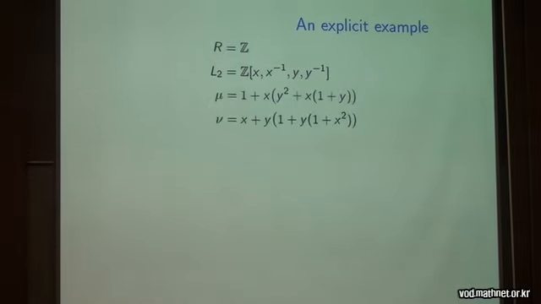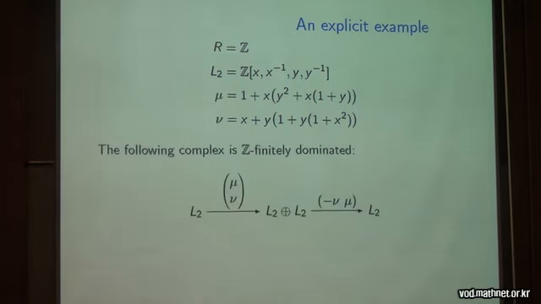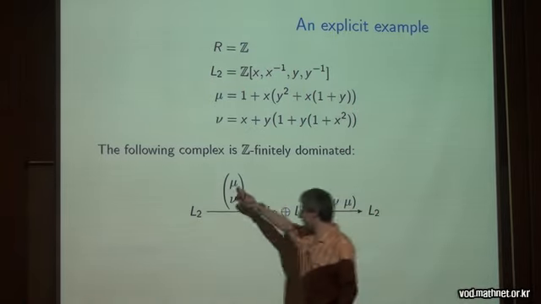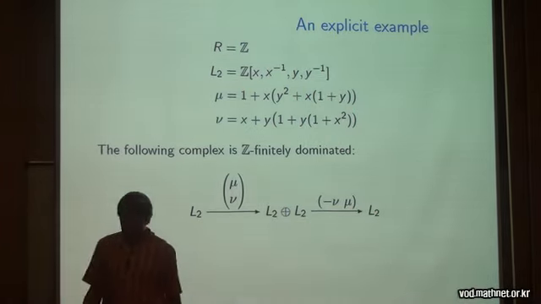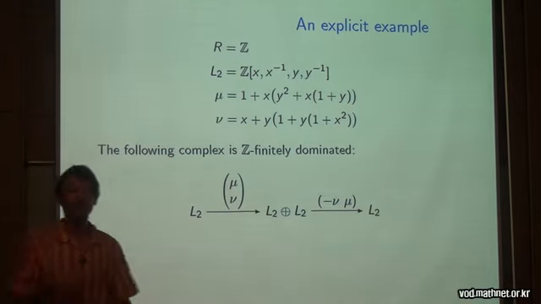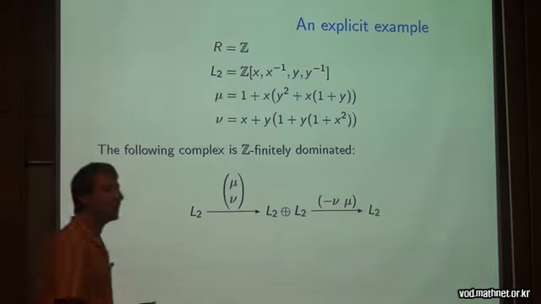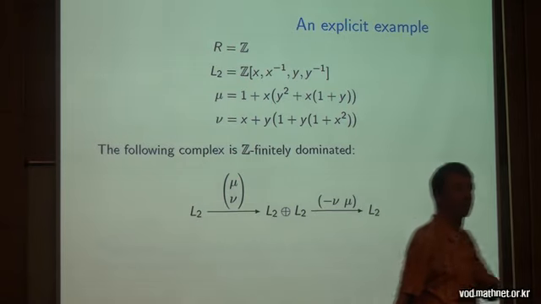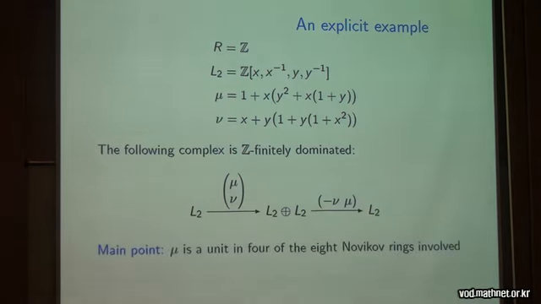So let's say Z is our ground ring. I have a Laurent polynomial ring in 2 variables. Now I fix these 2 nice looking elements, mu and nu. And then I look at this chain complex here, L2 mapping to L2 plus L2 mapping to L2. The maps are given by that matrix. And this is not surprising if you don't think about it. But if you do think about it, it is a little bit surprising. That thing is, in fact, Z finitely dominated.